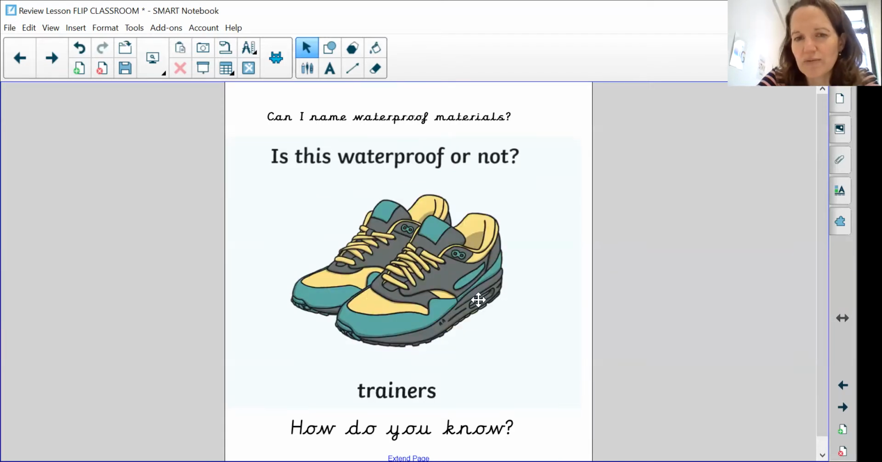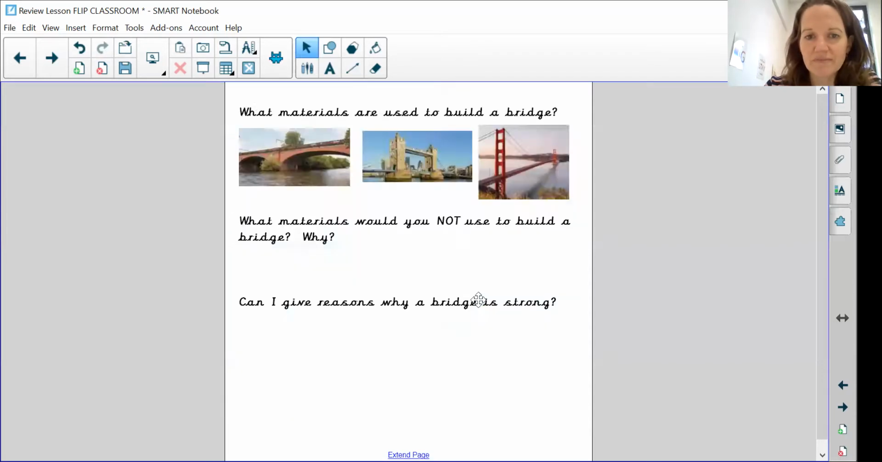What about a pair of trainers? Are they waterproof? How can we know? I know that if I wear a pair of trainers and I go running in the wet grass, what happens to my socks? They start to get wet. So my trainers are made of fabric, and is fabric waterproof? No, that's right. So my trainers are not waterproof.